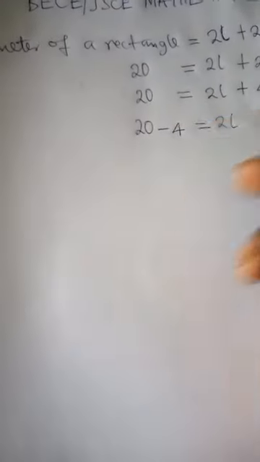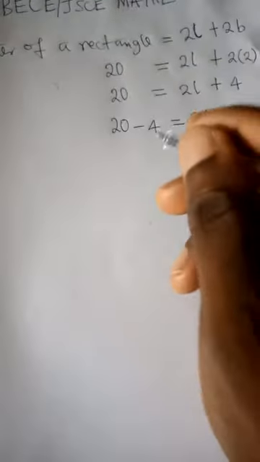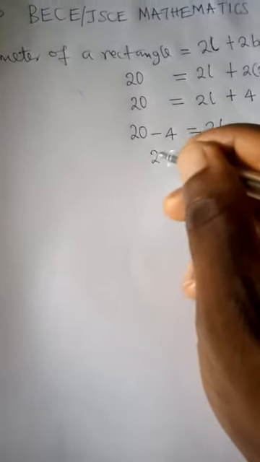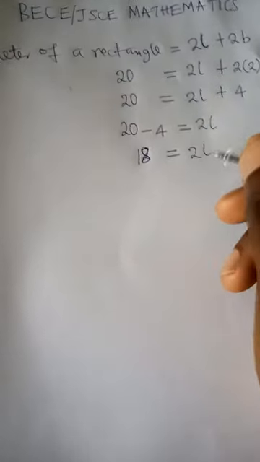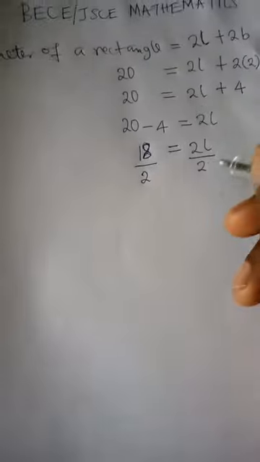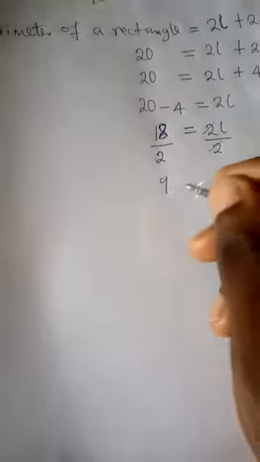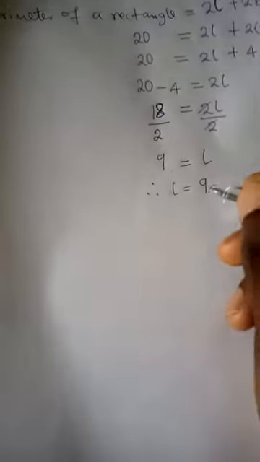When a positive is transferred over to the other side, it becomes a negative. So we have 20 minus 4, which is 18, equal to 2L. When we divide both sides by 2 to get our L, the 2 cancels, and on this side 18 divided by 2 is 9, because 2 times 9 gives us 18. Therefore our L, which is our length, becomes 9, and it was given in centimeters, so that is 9 centimeters.